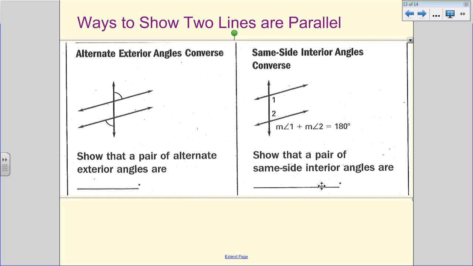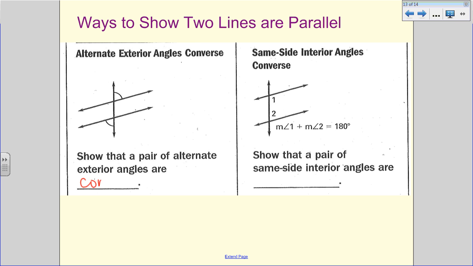The alternate exterior angle converse: if my alternate exterior angles are congruent, and my same side interior angles must be supplementary. So those are the 4 ways that we used yesterday in lesson 3.5.